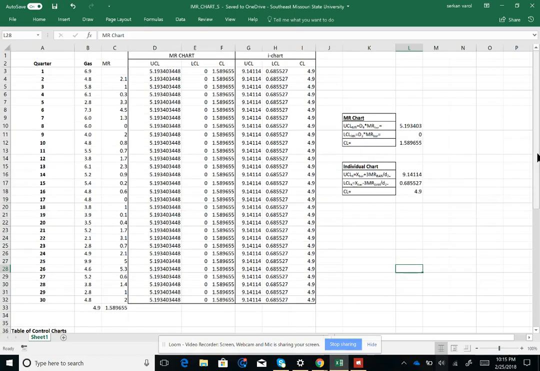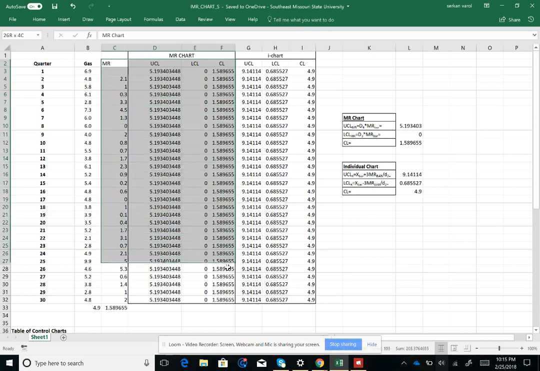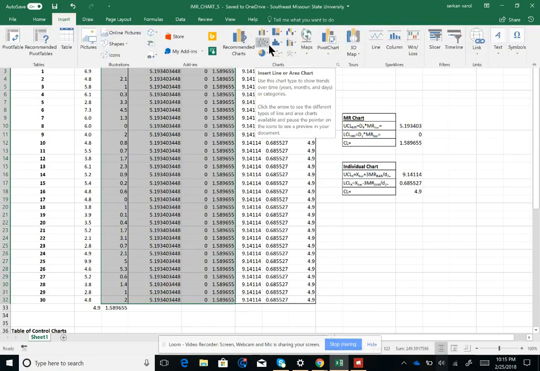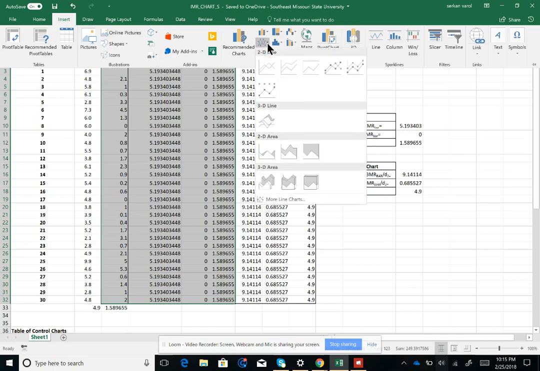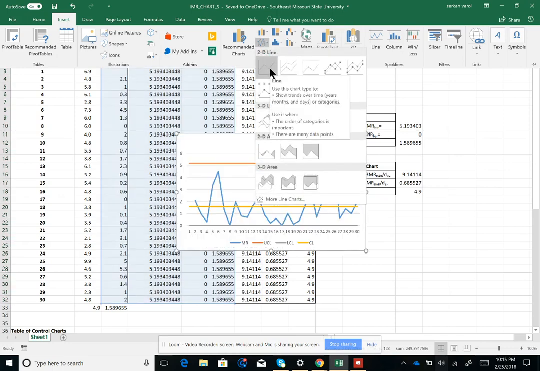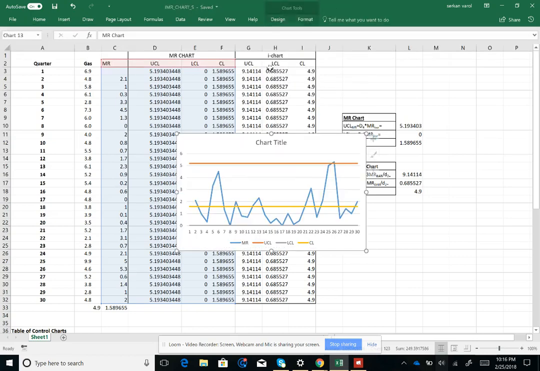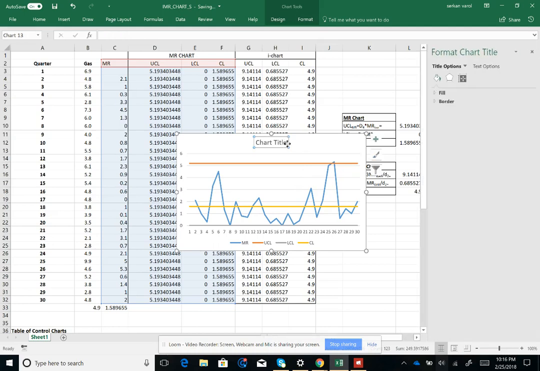So how do I do that? Well, I need you to select MR values here and your control limits for the MR chart, and go to insert, go to insert line or area chart, and click on the first thing which says line on your screen. All right, so this is our number one control chart.